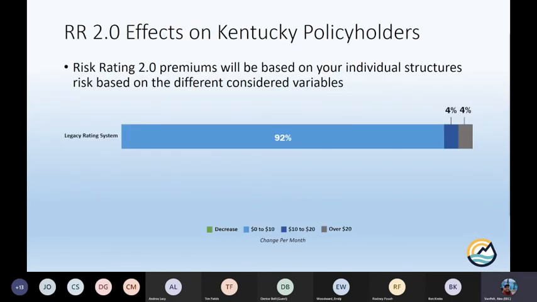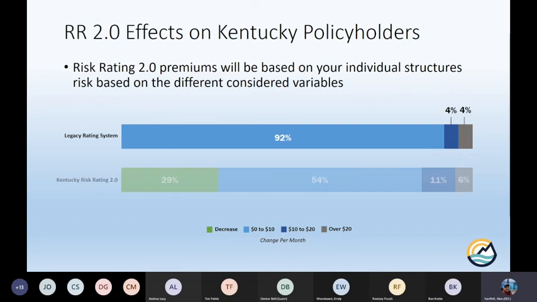The other big effect, again, the whole point of Risk Rating 2.0 is FEMA wants to make this more equitable. So it's going to be looking at individual structure risk versus just setting rating tables for the nation. There are going to be different variables that will positively or negatively affect every structure out there. I showed this bar graph before where 92% of folks are going to see a $0 to $10 increase, and 100% of folks are going to see some increase.